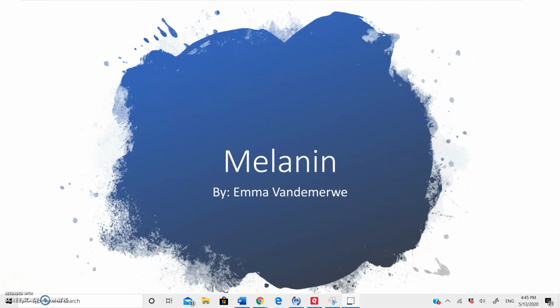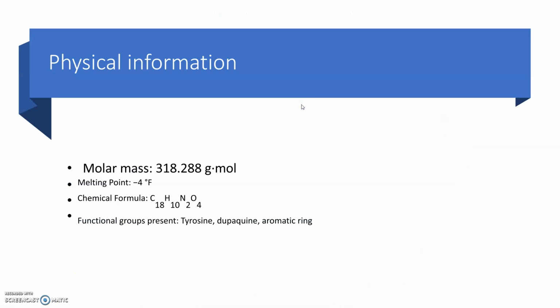Okay, so I did my adopt a molecule project on melanin. The physical information is the molar mass is 318.288 grams per mole. The melting point is -4. The chemical formula is carbon 18, hydrogen 10, nitrogen 2, and oxygen 4.